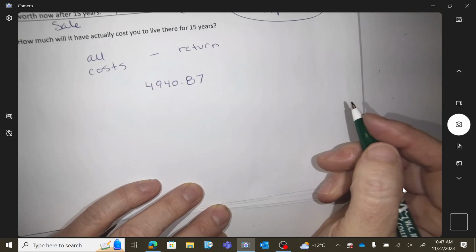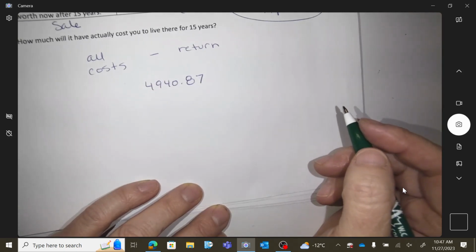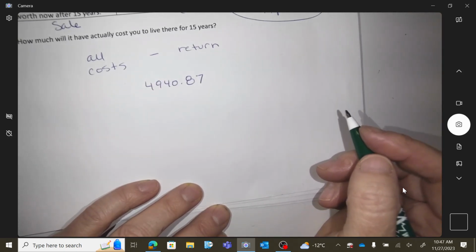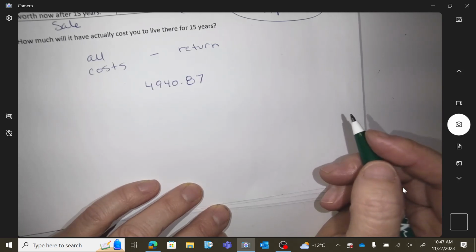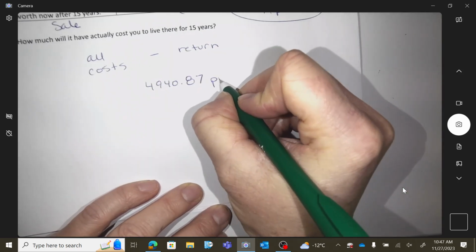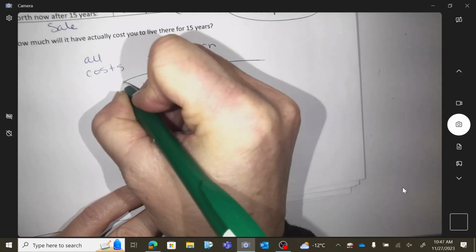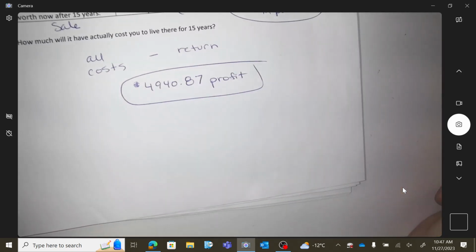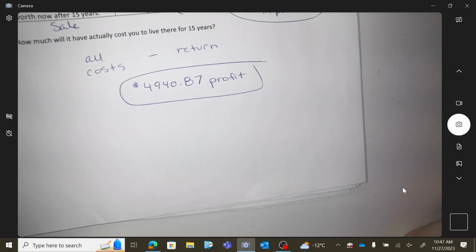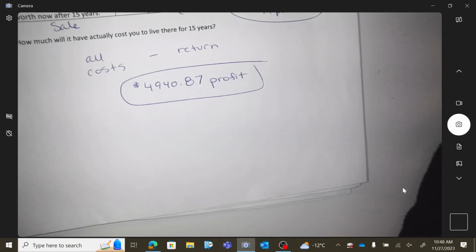Are we getting that number as a value? But you got a negative on it, right? What is this telling you? That you actually had no costs in the end. You actually made money on the day that you moved out. If you compare the difference, you actually profited more than all your costs. That's pretty sweet.